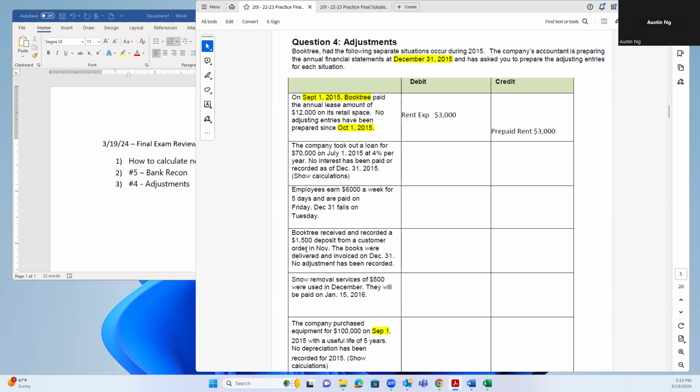Okay. So now we would say we had debit cash, credit unearned revenue. Unearned revenue is a liability account. And therefore the company Booktree owes the customer those books because they've been paid, but they can't call it a sale because they haven't delivered the books. Now in December, they have delivered the books. So it would be debit unearned revenue, and credit sales.